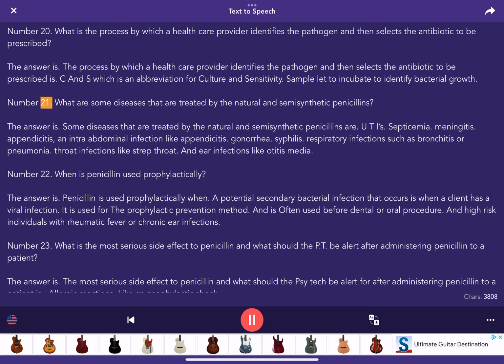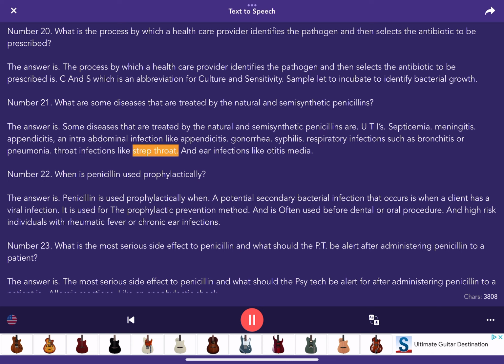Number 21. What are some diseases that are treated by the natural and semi-synthetic penicillins? The answer is, some diseases that are treated by the natural and semi-synthetic penicillins are UTIs, septicemia, meningitis, an intra-abdominal infection like appendicitis, gonorrhea, syphilis, respiratory infections such as bronchitis or pneumonia, throat infections like strep throat, and ear infections like otitis media.